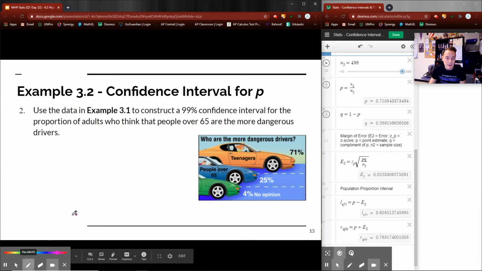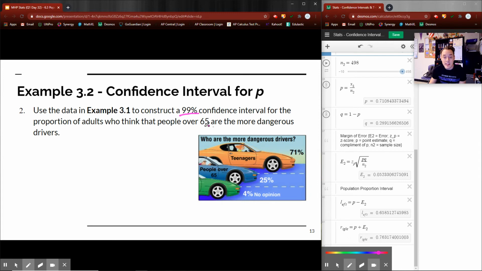We're going to use the same kind of data, but now we're going to construct a 99% confidence interval, but not with teenagers, but with people over 65. So now I'm going to use 0.25. So my C level is 0.99. My N is still going to be 498. But now what's my X? So if my p hat is 0.25, what I'm going to then use is 0.25 equals my x all over 498.